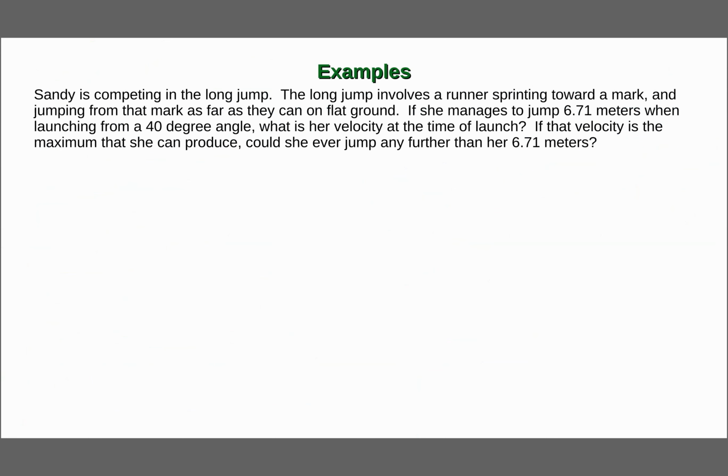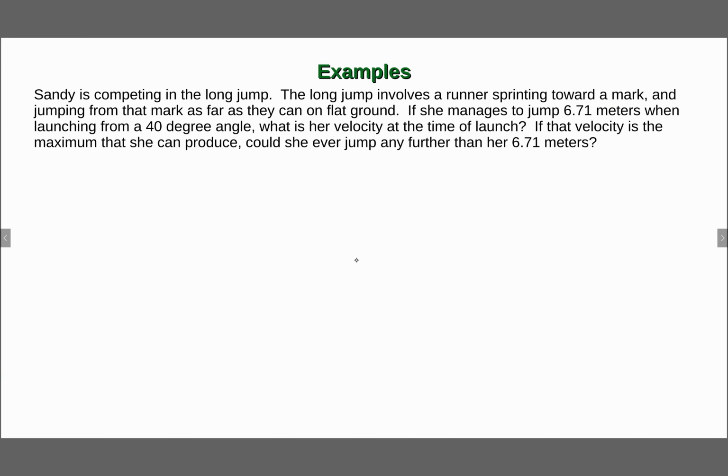So now let's look at one last simple example here. Sandy is competing in the long jump. The long jump involves a runner sprinting toward a mark and jumping from that mark as far as they can on flat ground. If she manages to jump 6.71 meters when launching from a 40-degree angle, what is her velocity at the time of launch? If that velocity is the maximum that she can produce, could she ever jump any further than her 6.71 meters?